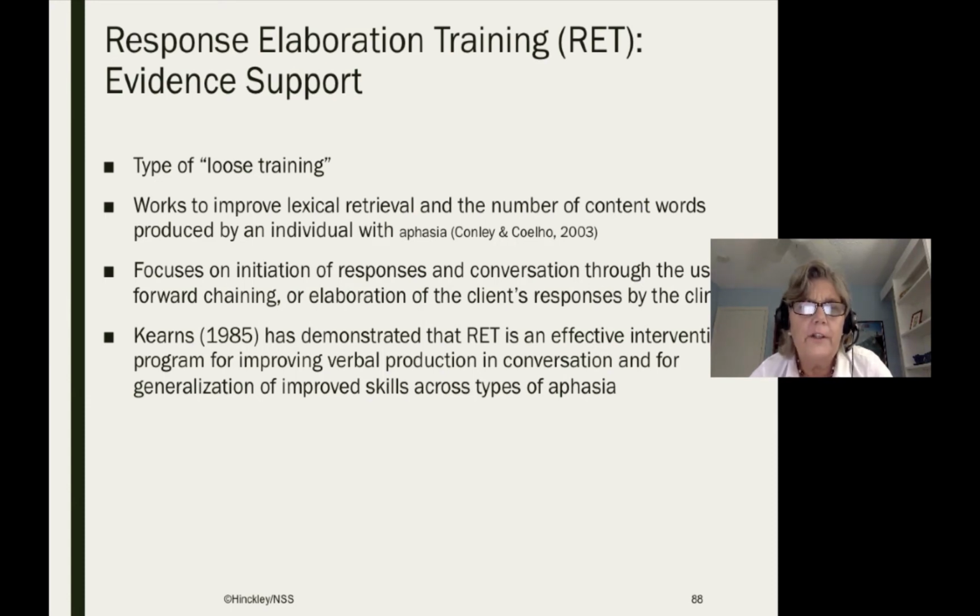So initial evidence showed that response elaboration training is an effective intervention program for improving verbal production in conversation and for generalization of improved skills across types of aphasia. So this is a great one to know if you don't already know it, because it is appropriate for different types of aphasia, as well as for people who have aphasia and apraxia.